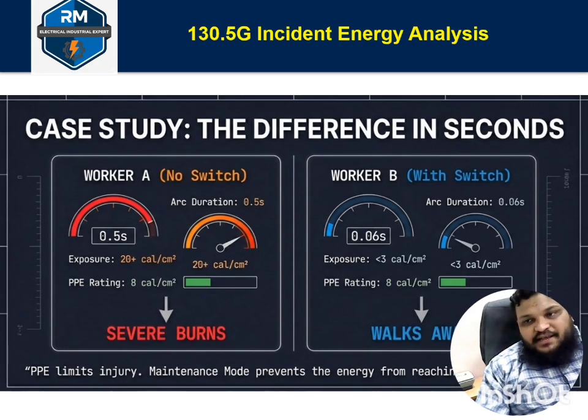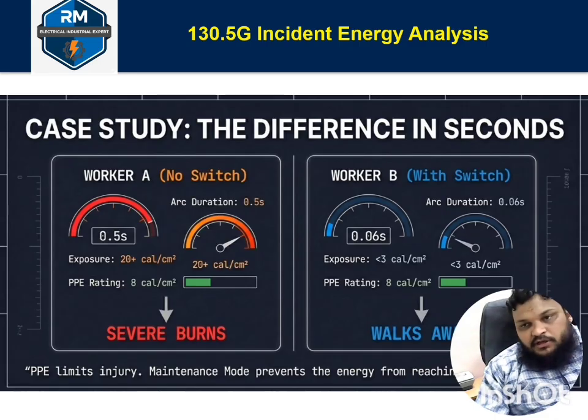This is the case study and the difference in seconds. When we compare, the left side is worker A with no switch. In normal operation, the time to clear the fault is 0.5 seconds, and the incident energy is around 20-plus calories per centimeter square. That is very large, and it will cause severe burns to the employee working on live equipment. Even if he selects PPE of around 8 calories per centimeter square, it is not enough to protect the employee.